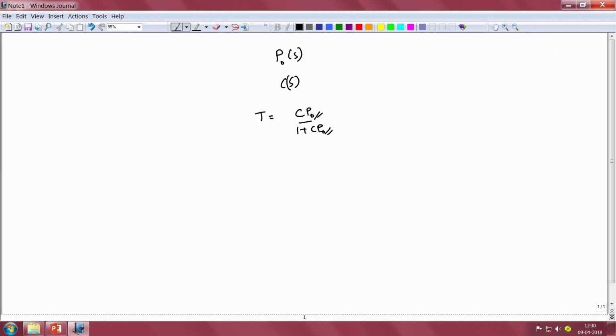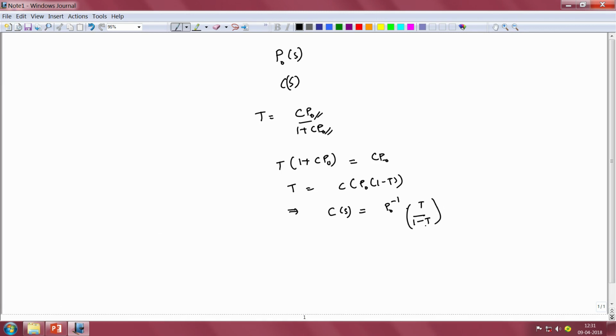Now, if we rearrange this equation, we would have T times 1 plus C times P naught equal to C times P naught, or in other words T is equal to C times P naught times 1 minus T, and this implies therefore that the feedback controller C of S which gives us this transmission function T of S is given by C of S is equal to P naught inverse times T by 1 minus T.